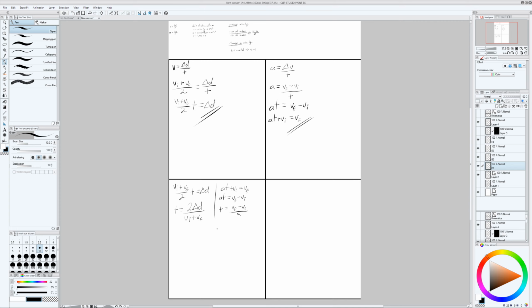Now these are our two equations, and because they both equal the same thing, we can say that they are equal. Because if I say that equation A is equal to 1 and equation B is equal to 1, that means they're both equal to 1, therefore they are equal to each other. So we end up having 2 delta d over Vi plus Vf is equal to Vf minus Vi over a.